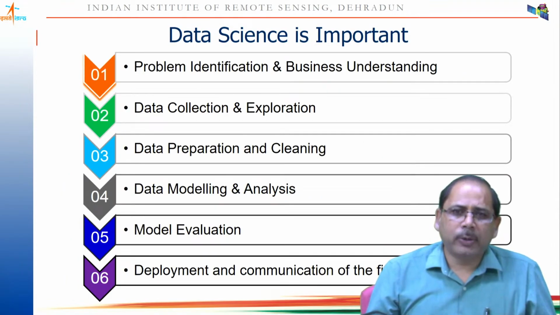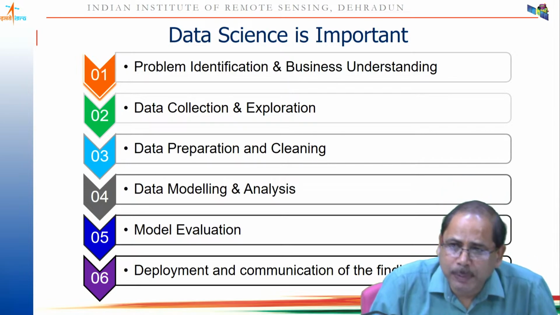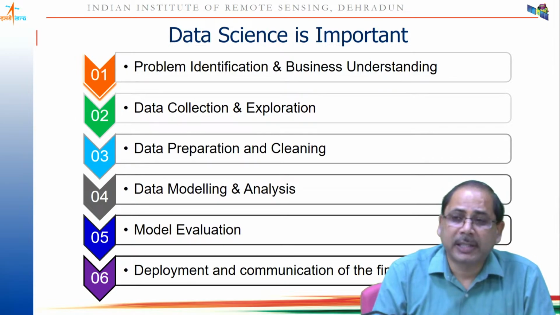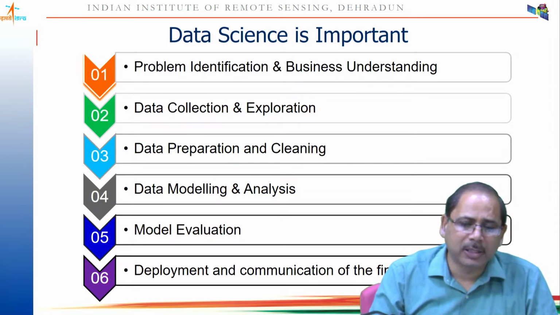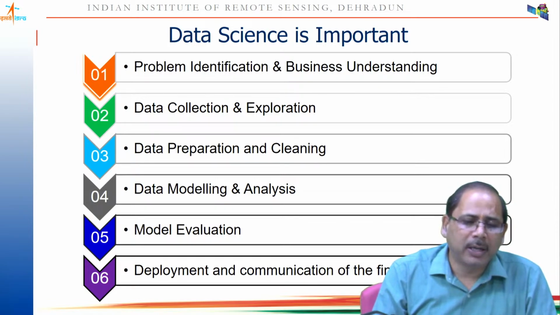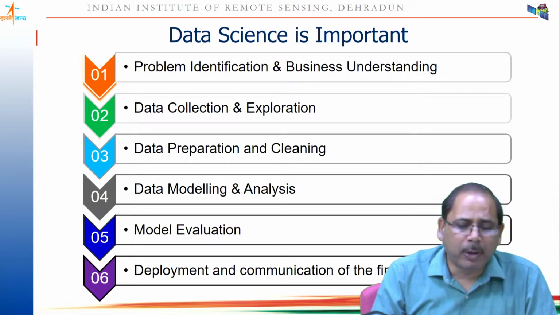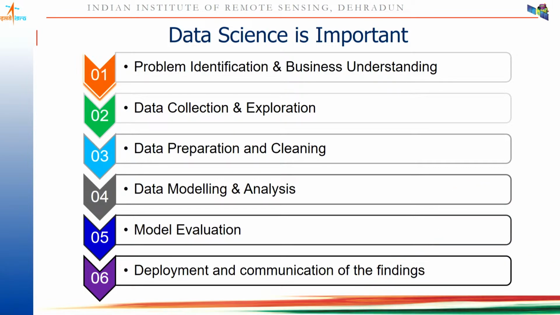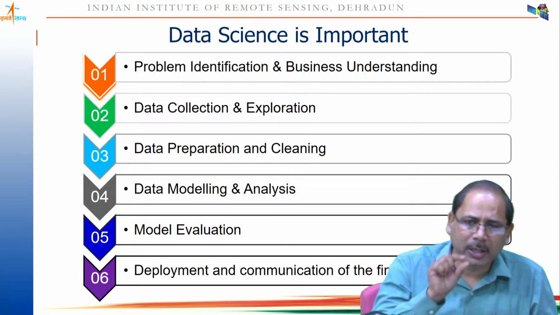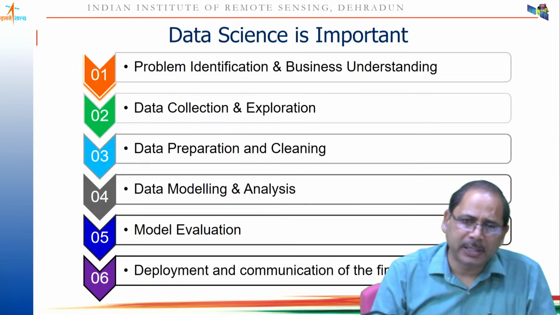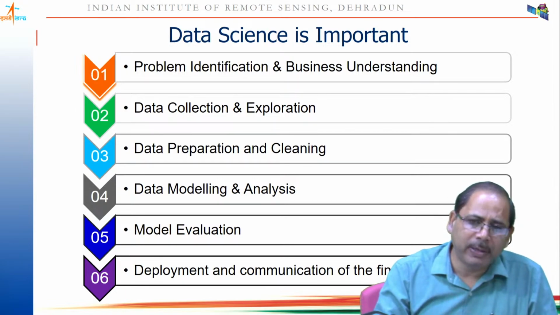So in this scenario, when you have the data, computation techniques and all, data science is becoming very, very important. These are at least the 6 steps: problem identification, data collection and exploration, data preparation and cleaning, and then data modeling and analysis, model evaluation, deployment and communication of the findings. These 6 steps are very, very important. It's not only geocomputation; geocomputation is only one part of this data science activity. So data science is very, very critical here.